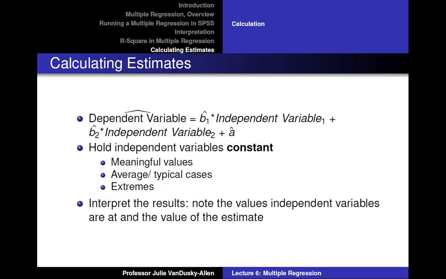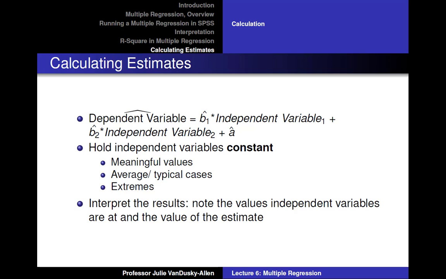Now I'm going to show you how to calculate estimates in multiple regression. When you calculate estimates, you make predictions of the dependent variable. The first step in doing this is writing out your entire regression equation. Dependent variable hat equals b hat 1 times the first independent variable plus b hat 2 times the second independent variable plus a hat. Then you choose values for your independent variable that you will insert into your equation. When you insert values into the equation for your independent variables, this is known as holding them constant. You should make sure the values you choose for your independent variables make sense given your data.